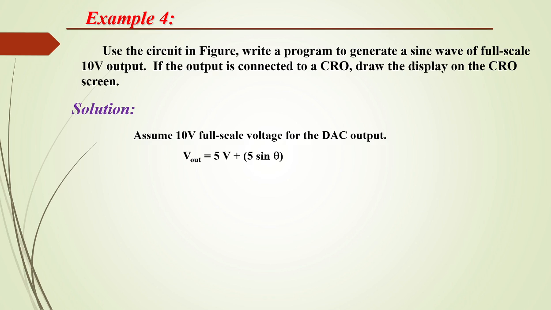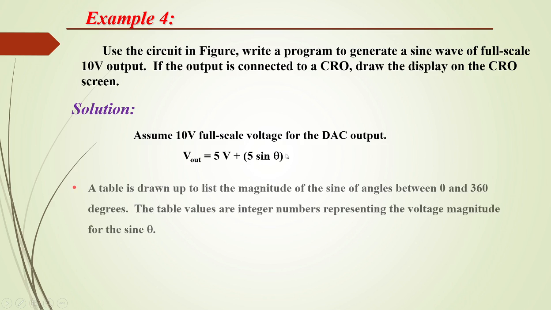So here, assume a 10 volt full scale voltage for the DAC output, and we have to calculate V out. We have to calculate the values that should be loaded to the DAC to generate the sine wave. That can be calculated using the formula 5 volt plus 5 sine theta.